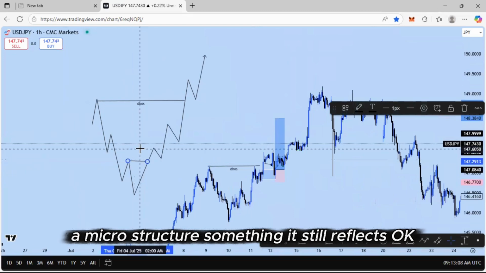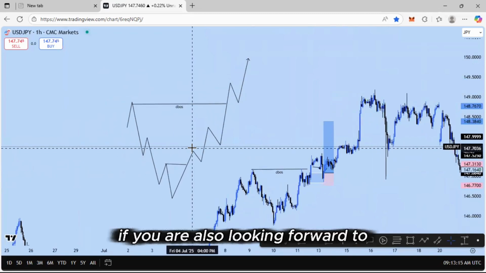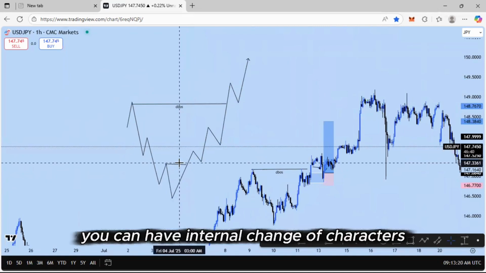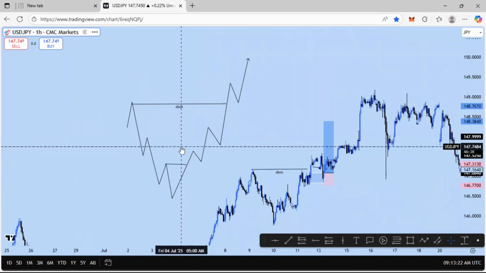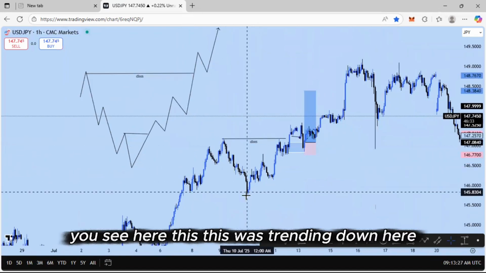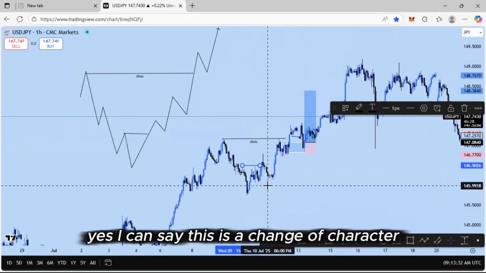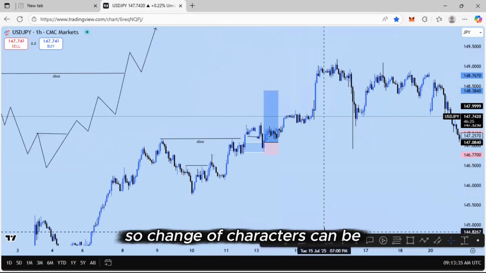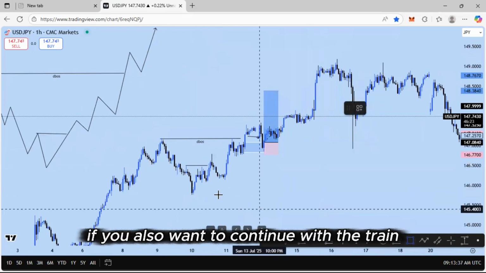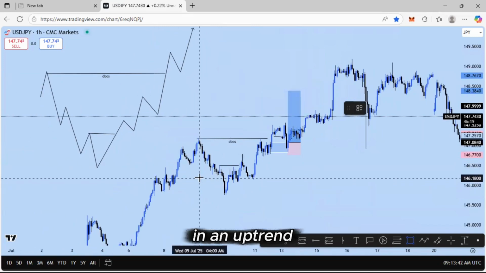I get what you're saying. In an uptrend, if you are also looking forward to continue with the trend, you can have internal change of characters or a market structure shift. You see here, this was trending down. I can say this is an internal change of character. So if you want to continue the trend, change of character or market structure shift can be found in an uptrend.